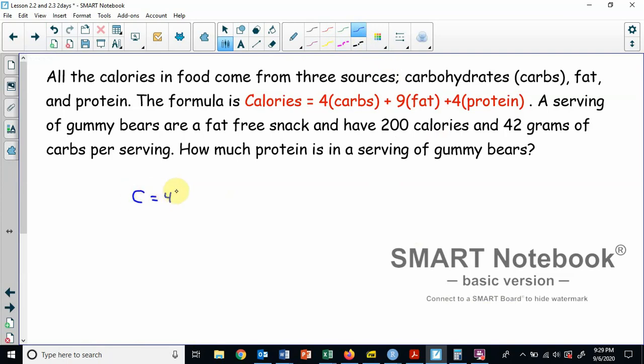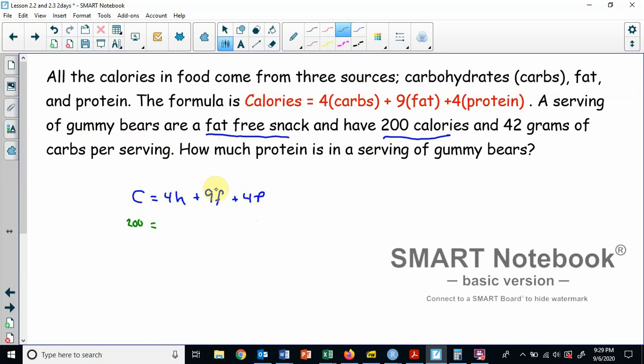Can't use C again, so I'm going to use an H. Plus 9 times the fats. Plus 4 times the proteins. Okay. So let's just say a serving of gummy bears, the fat-free snack, has 200 calories in it. So we know information. Let's start sticking information in. We know the calories is 200, right?